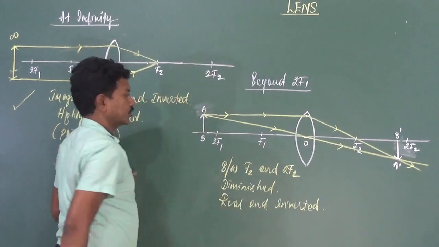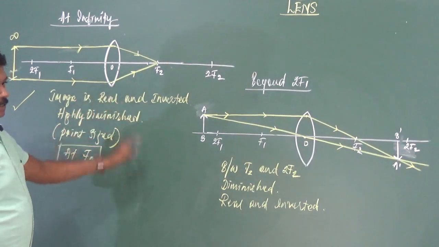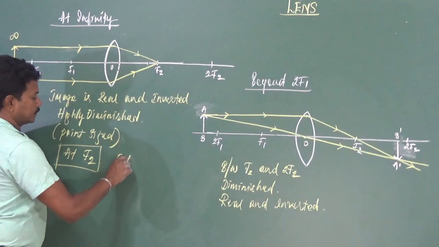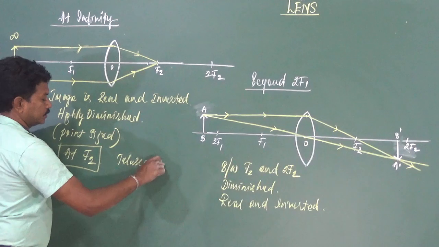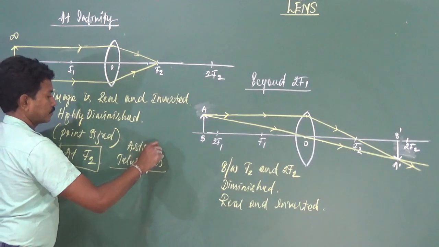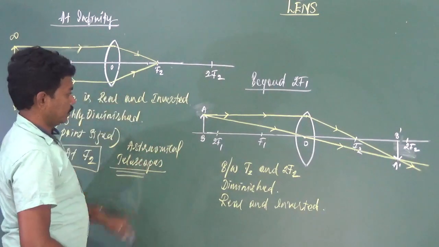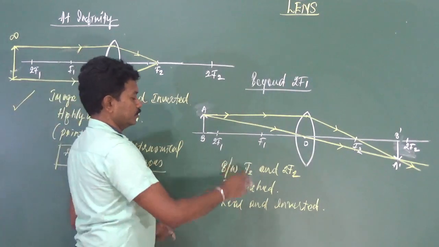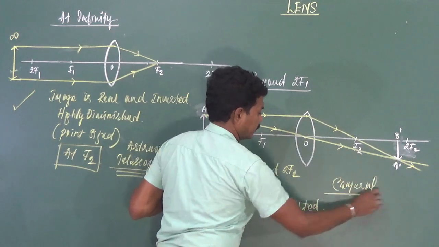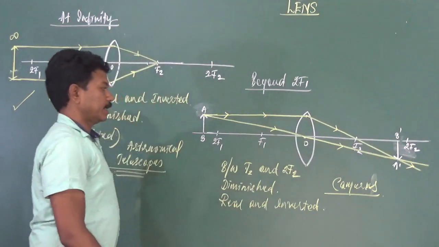So what is the use of these lenses? Where is this type of convex lens used? It is used in telescopes, particularly astronomical telescopes. This type of system is used in astronomical telescopes. It is also used in cameras. So this way of making the images is being used in cameras.